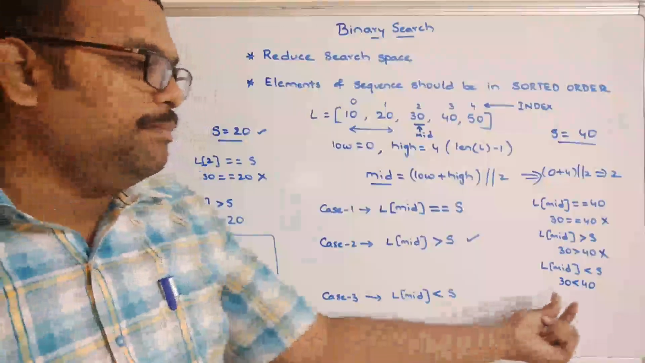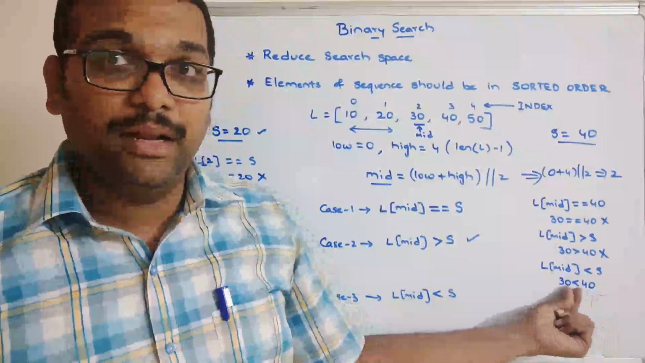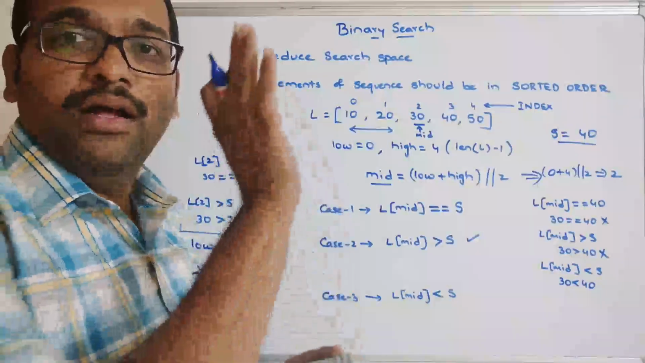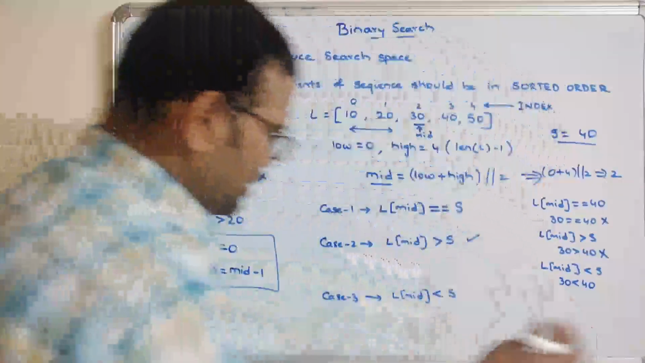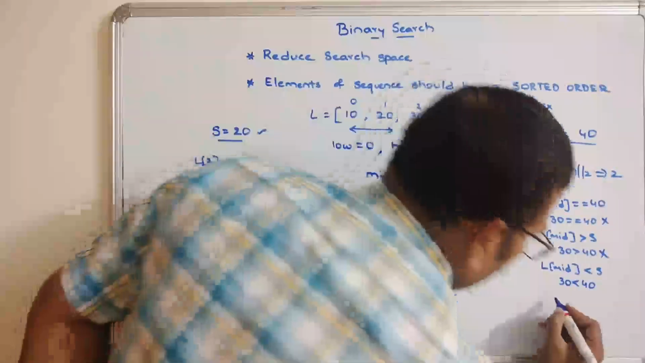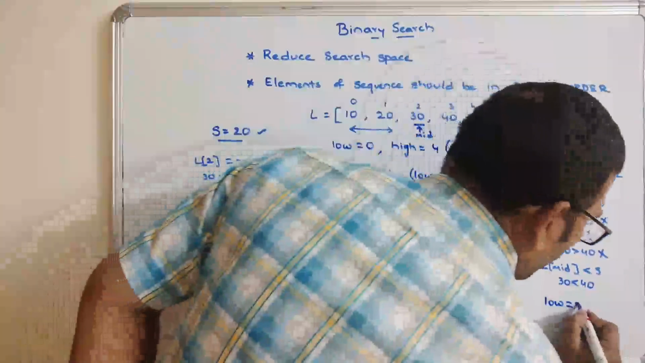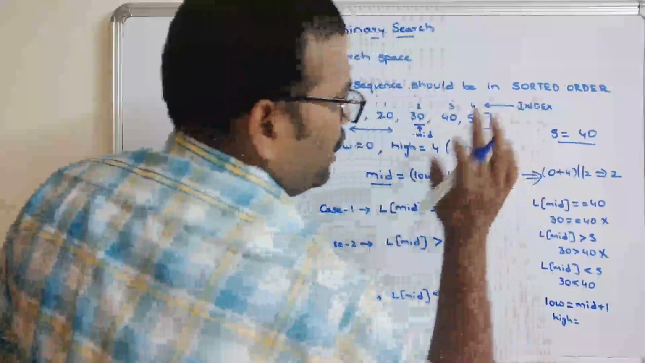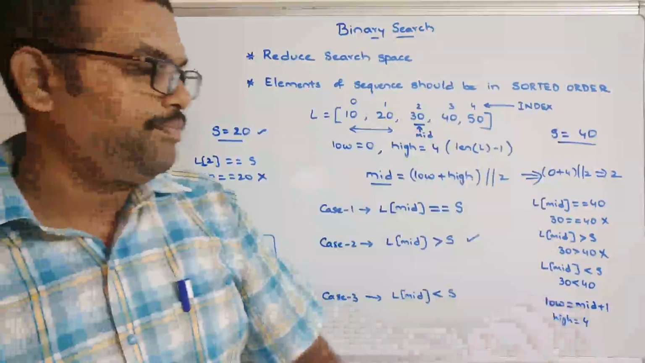That means 30 less than 40. So that implies the middle element is less than the search element. So the search element will be on the right hand side of the middle element, right? So similar to this one, we change the low and high. The low value will be mid plus 1, because already we have compared with the mid, and the high value will be again the length of L minus 1, that is the 4. That's it.